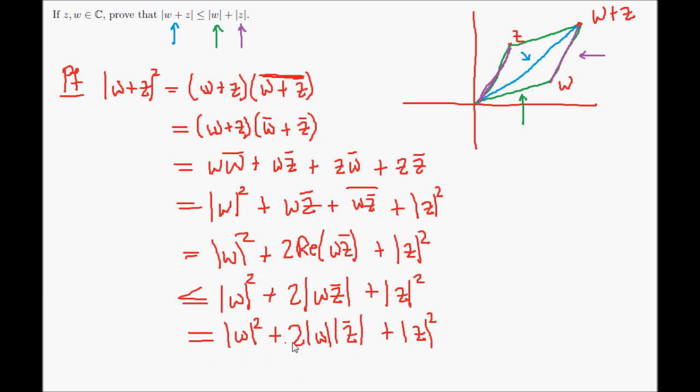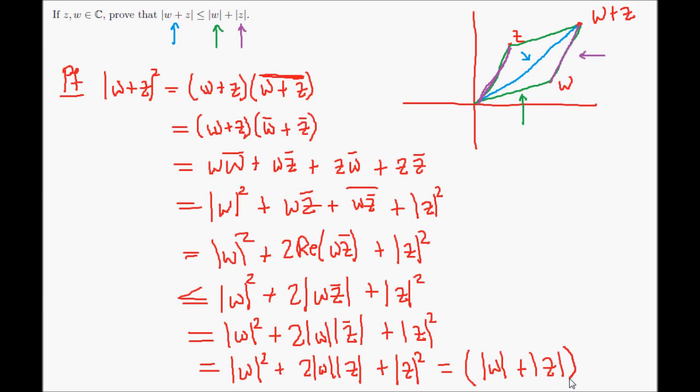And we have another theorem that says that the absolute value of z conjugate is equal to the absolute value of z. So that's equal to the absolute value of w squared plus 2 times the absolute value of w times the absolute value of z plus the absolute value of z squared. Now you notice this has the form a squared plus 2ab plus b squared, and so I can write this as the absolute value of w plus the absolute value of z, squared. And so that's the end of the proof.